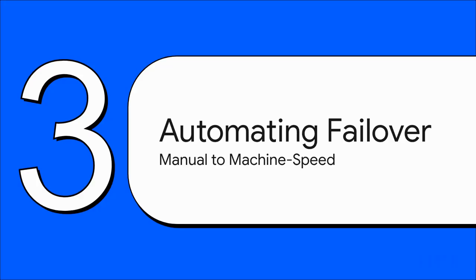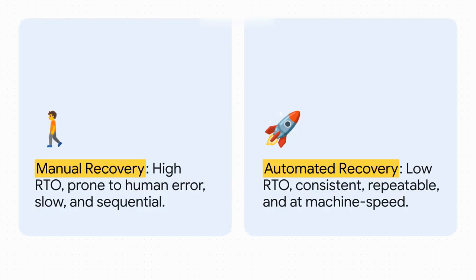Okay, so having a detailed playbook is a huge step forward. But let's face it, a human trying to execute dozens of steps while under stress is a major potential point of failure. This brings us to Section 3, automating the failover. Let's talk about taking that manual checklist and turning it into something that runs at machine speed. This comparison says it all, really. A manual recovery is going to give you a high recovery time objective, or RTO. That's just the time it takes to get your services back online. It's slow, and it is so prone to human error.